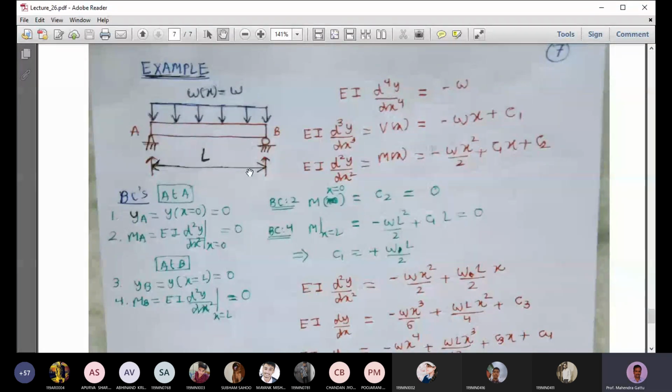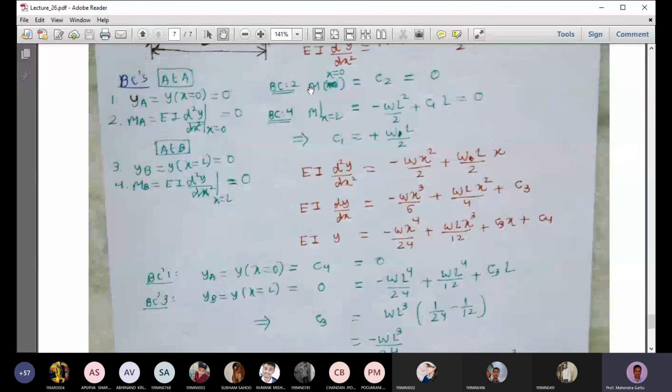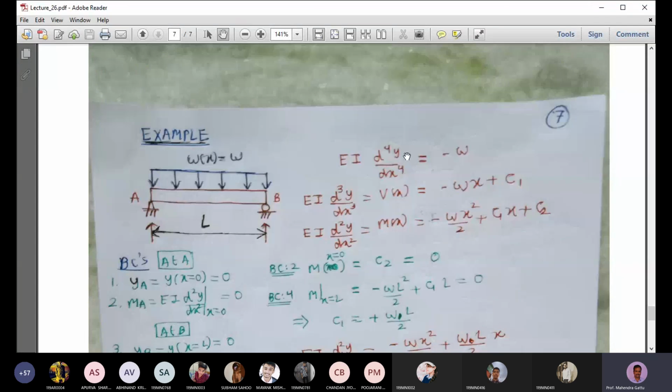Okay, so this is the application of the differential equation by directly using the distributed load.